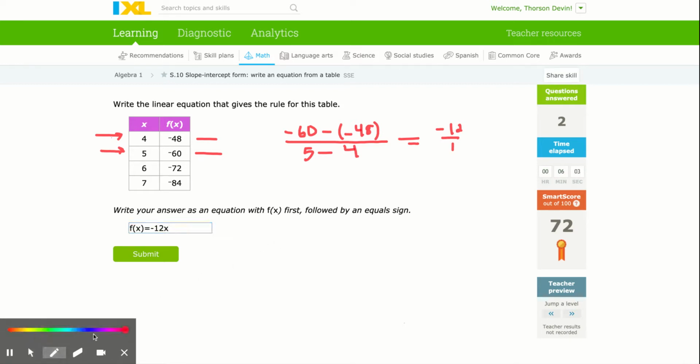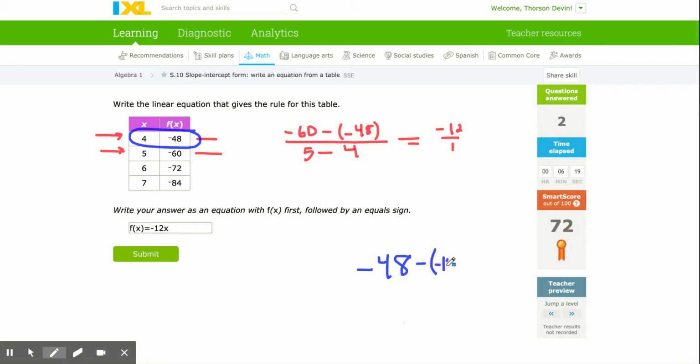Now I got to find my y-intercept. So again, I'm going to take this top point right here. I'm going to put negative 48, that's the y value, and I'm going to subtract off my slope of negative 12 times the x value that went with the negative 48, which is 4, so times 4. Now be careful with your signs. If you notice, I'm minus and a minus, so I'm going to end up plus, and 12 times 4 is 48, and I end up having a negative 48 plus 48. That tells me my y-intercept is 0.